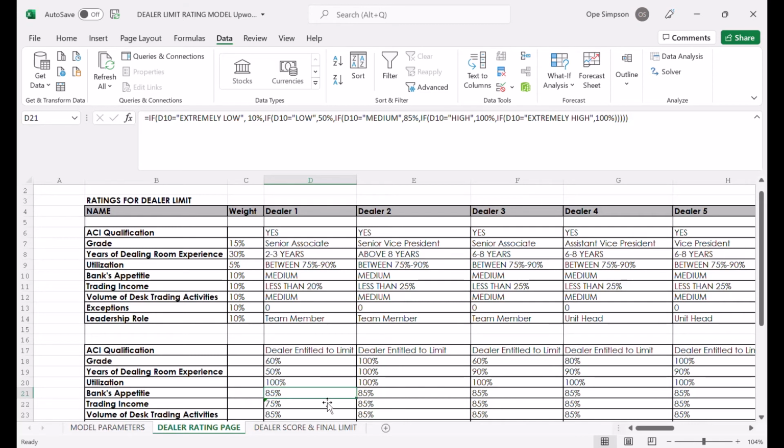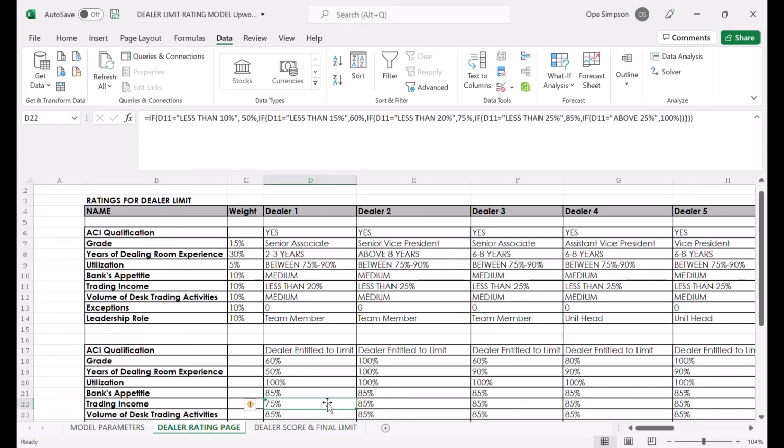Then we go to the bank's appetite, basically how aggressive or conservative the bank is. This is not dependent on the dealer per se, but on the bank as a whole. And we have 10% if the bank's appetite is low, extremely low, 50%, and all the way to high and extremely high, which allocates 100%.